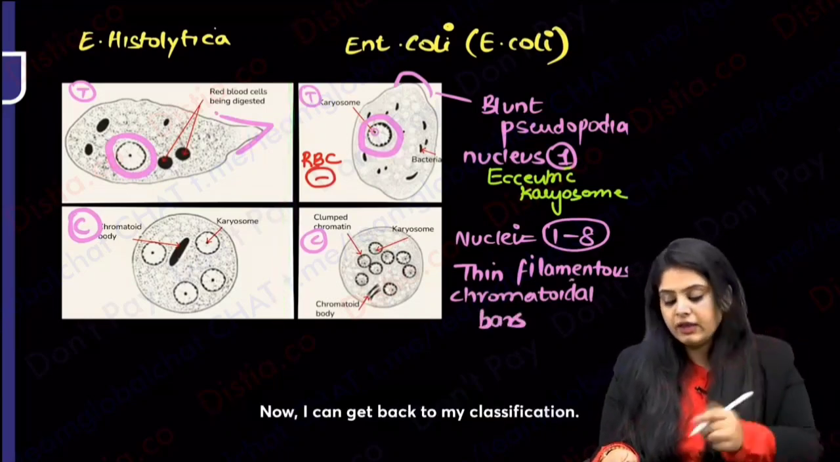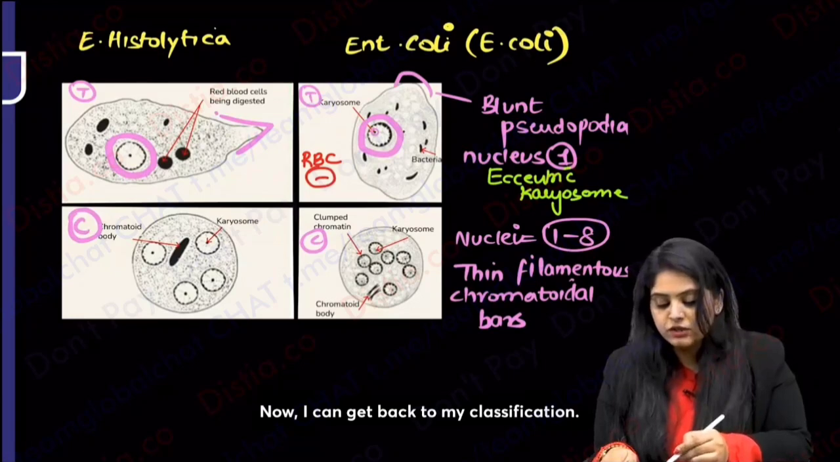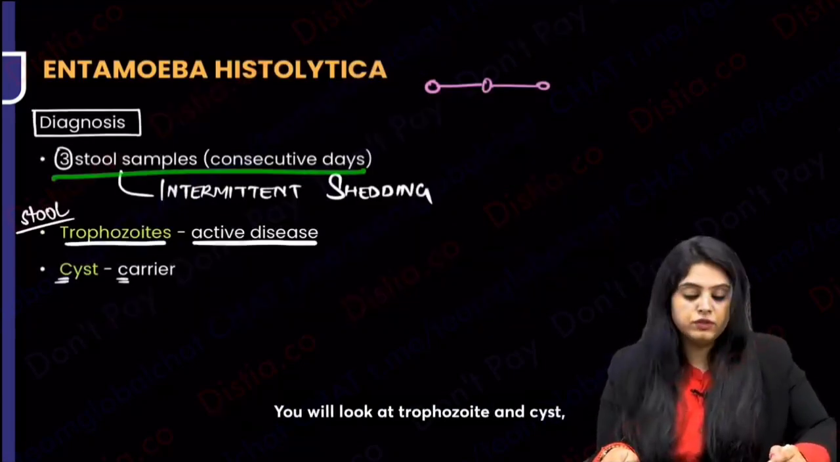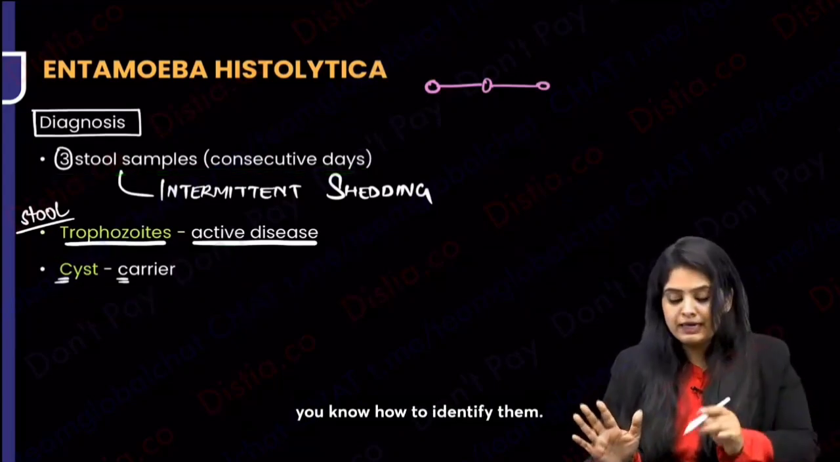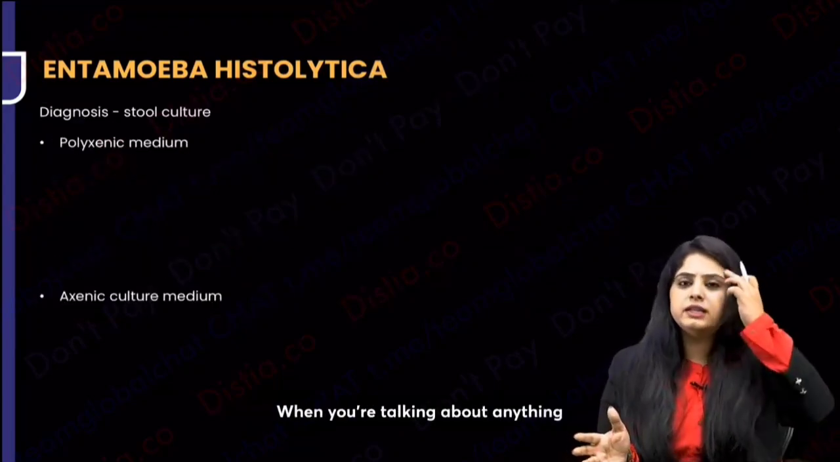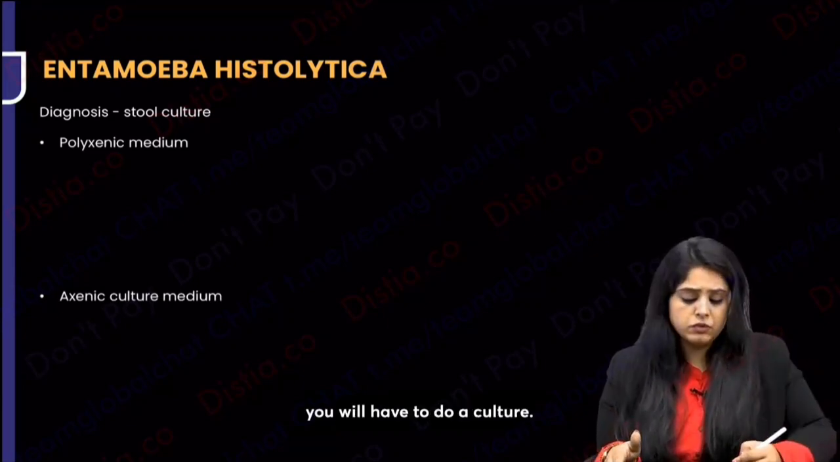We are over with it. Now I can get back to my classification. So I told you that when you're doing the diagnosis, you will take 3 stool samples. You will look at trophozoite and cyst. You know how to identify them. What further? You will have to do a culture. When you're talking about anything to do with parasitology, you will have to do a culture.